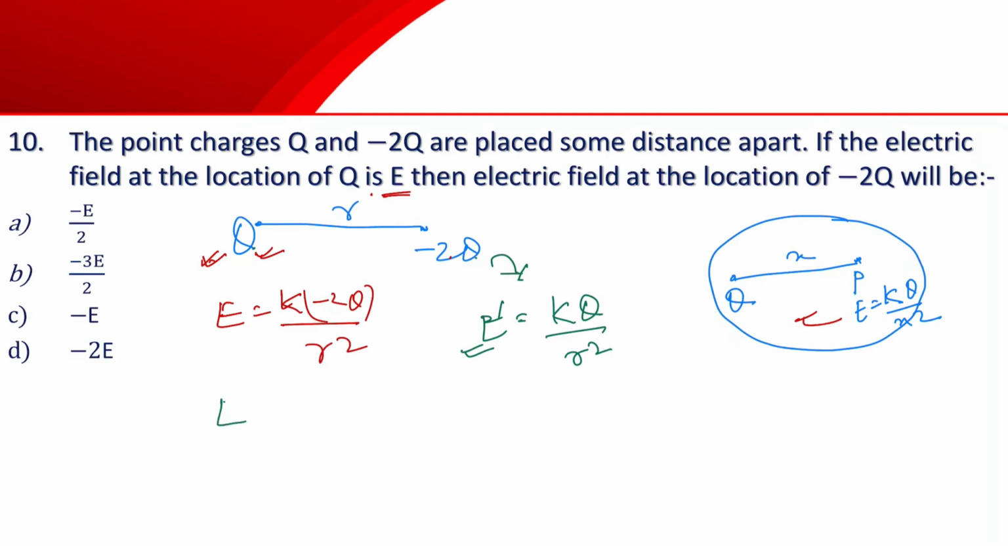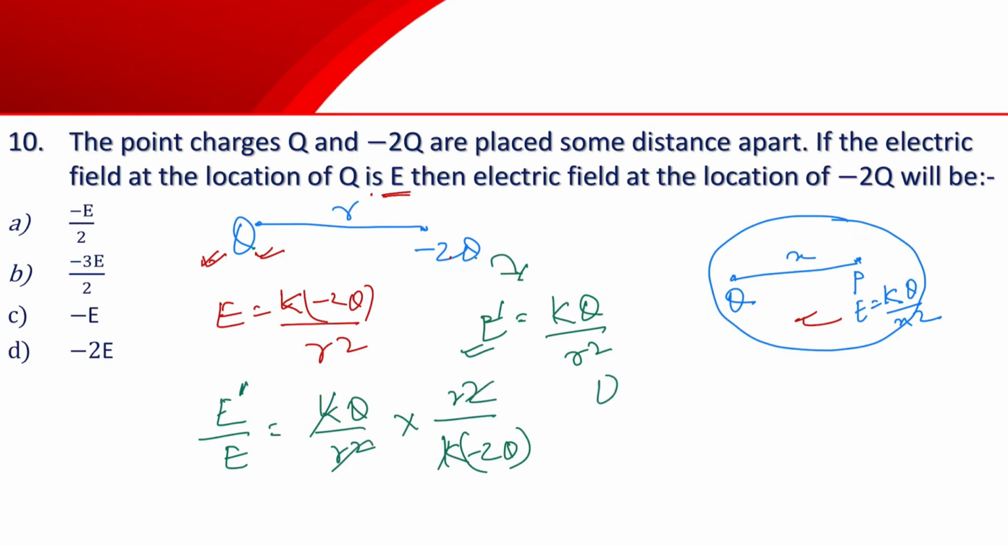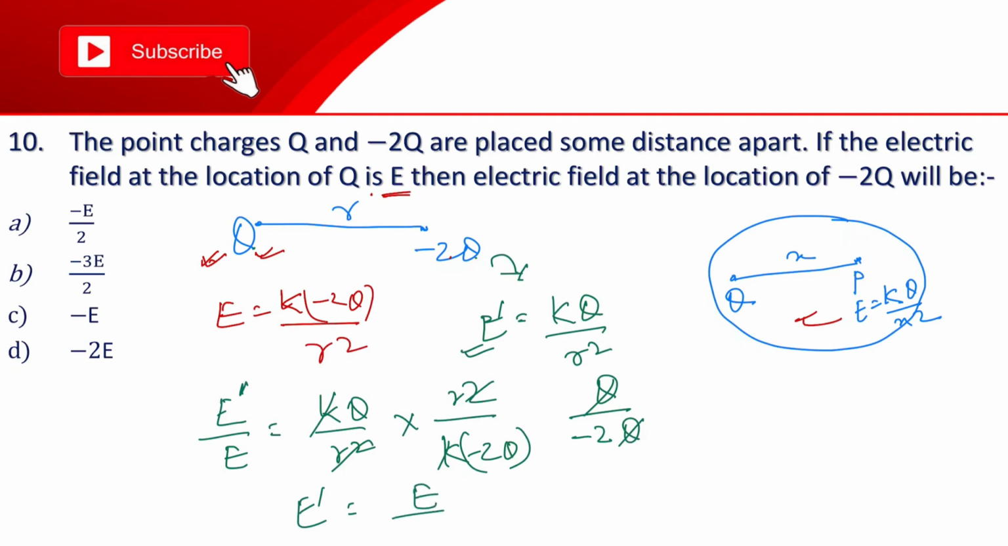So if you compare these two, E dash by E equals, E dash is k q by r square, and E is k minus 2q by r square. So k gets cancelled, r square cancels. So E dash by E will be q by minus 2q. So q will also get cancelled. So from here we can write E dash equals E by minus 2. So the correct answer is the first, E by minus 2.